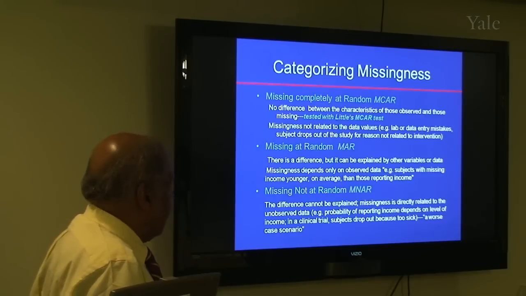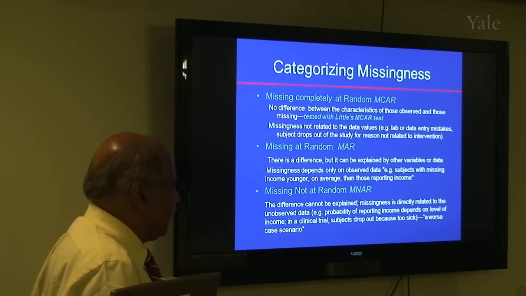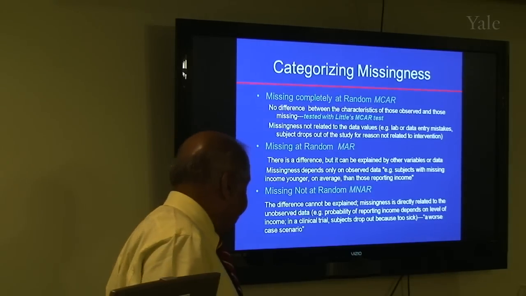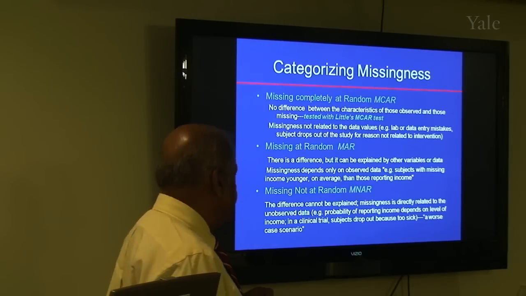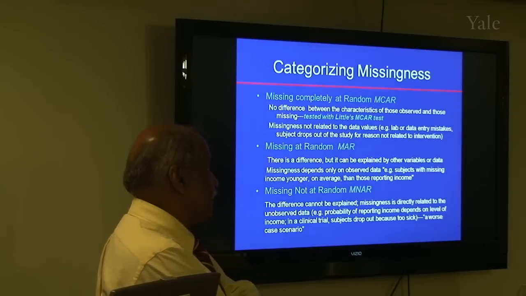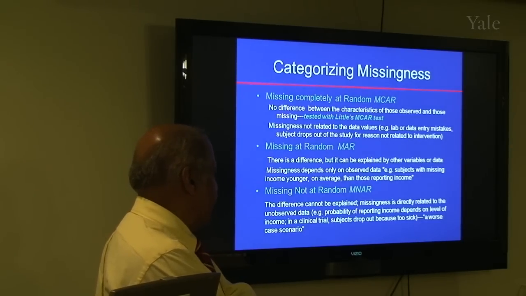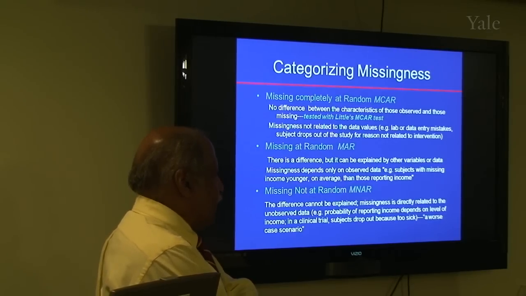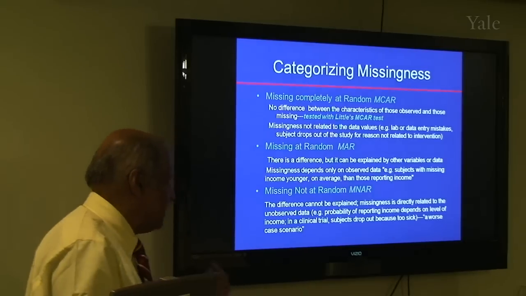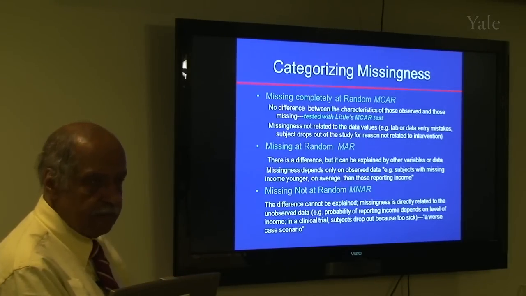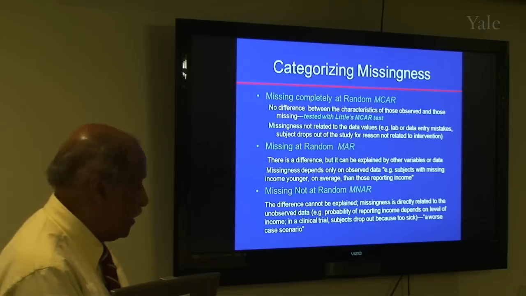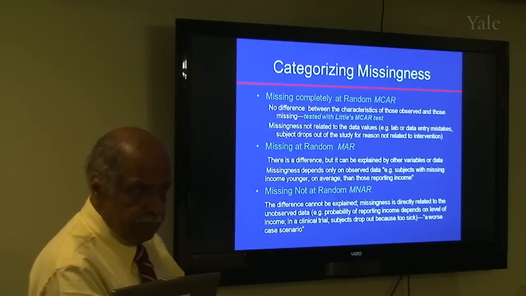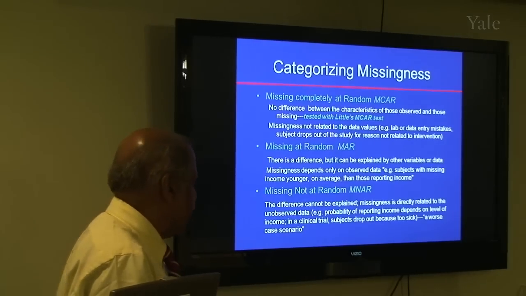And the next is missing at random, which is actually a misnomer because it isn't really missing at random. It means that there's a difference, but it could be explained by other variables or data. Missingness depends only on observed data. For example, subjects who are missing income in a study tend to be younger on average than those reporting income. That can be dealt with.